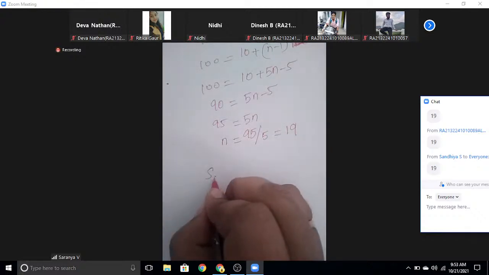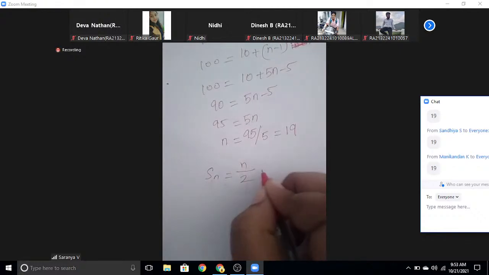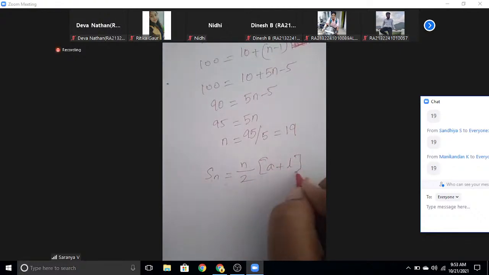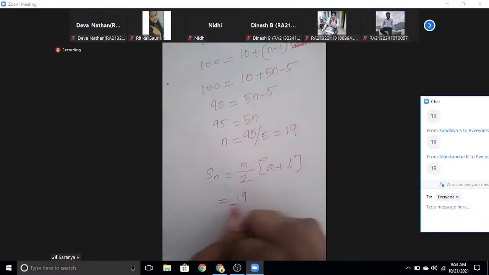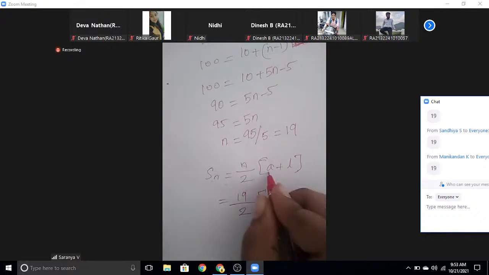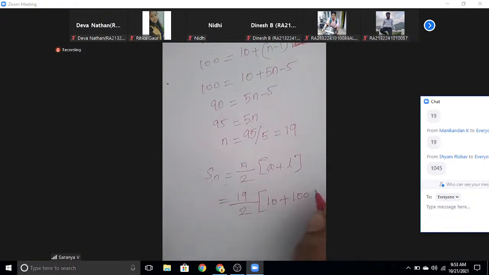So Sn is equal to n divided by 2 into the first term plus the last term. So the n is 19. We know that. And the first term is 10. And what is your last term? 100. Very good. Post your answer, students.